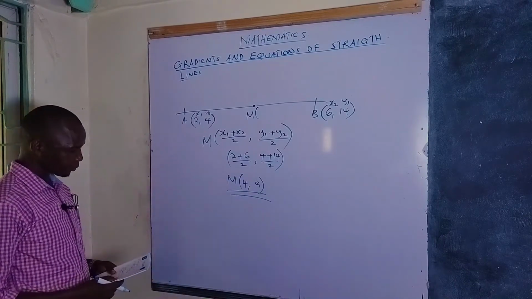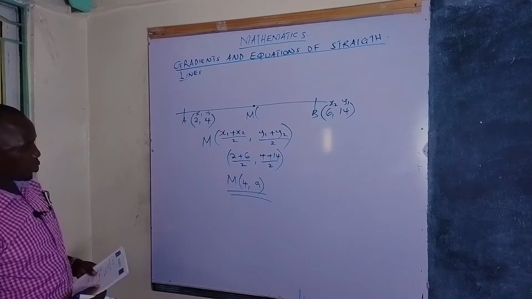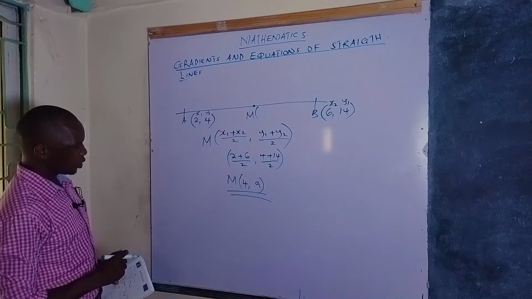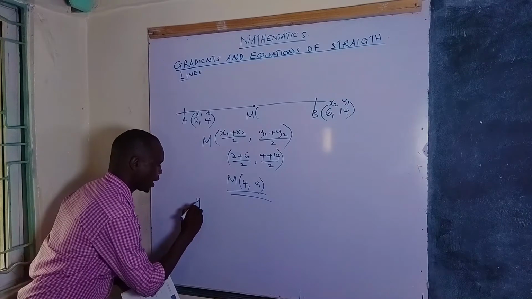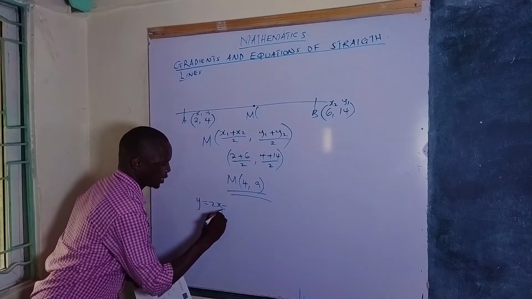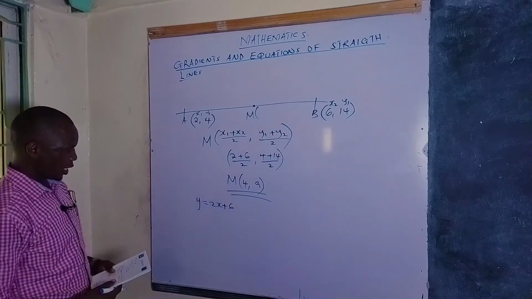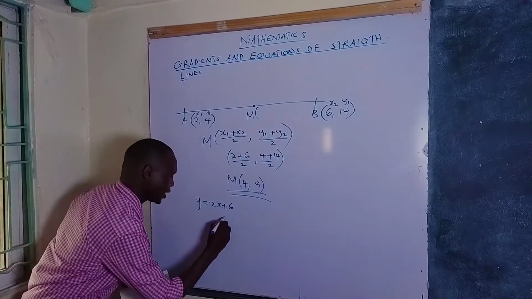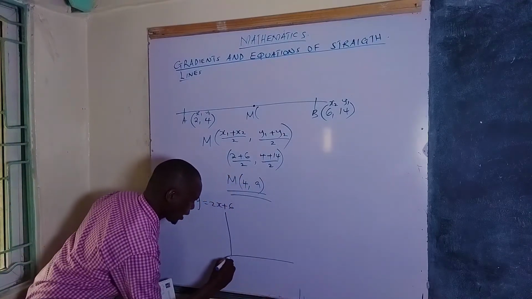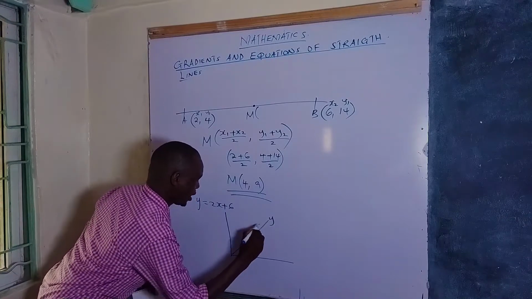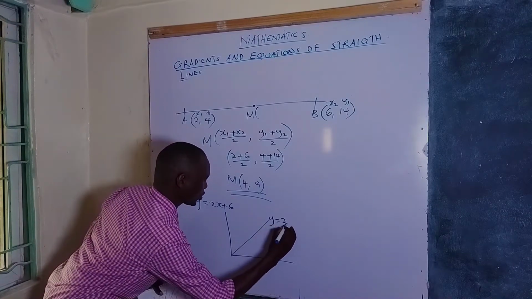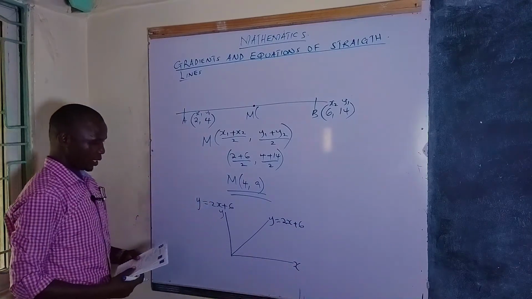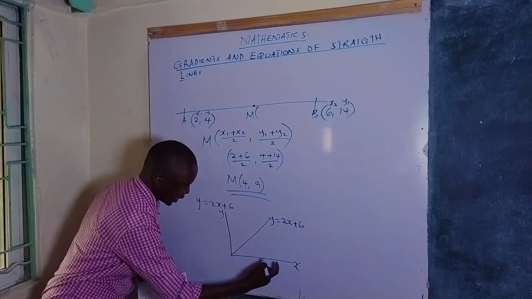The last point I want us to understand: if you have been given the equation of a line, for example, y equals 2x plus 6, and you've been told to find the angle that this line makes with the x-axis. If I may try to sketch it here, assuming this is our line with an equation of y equals 2x plus 6, and this is our y, this is our x, and you want to find the angle this line makes with the x-axis.